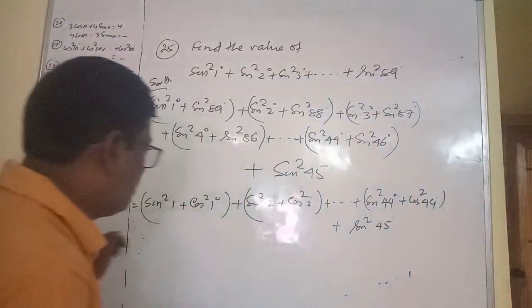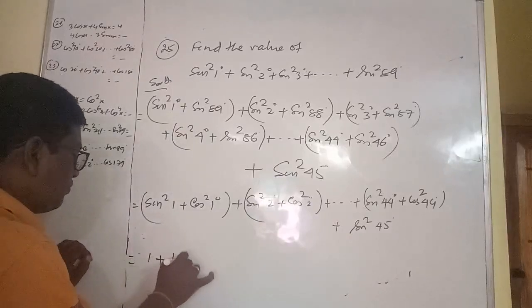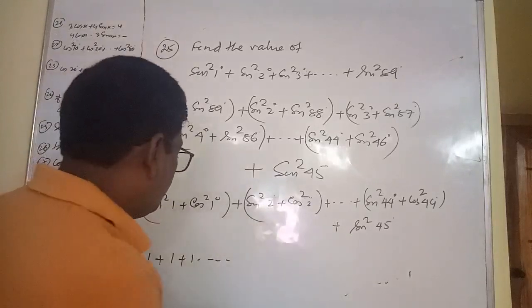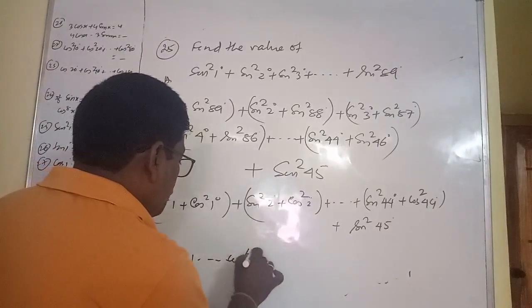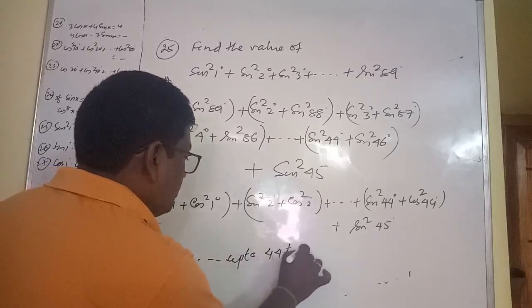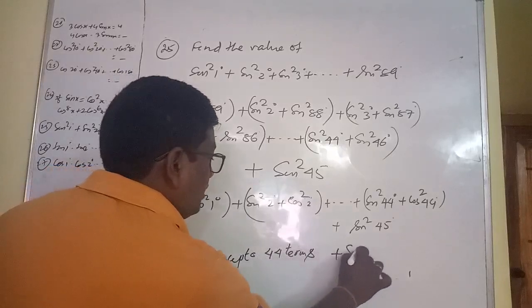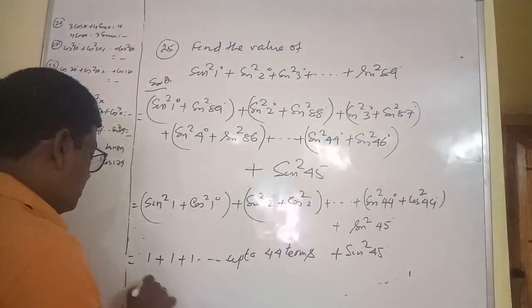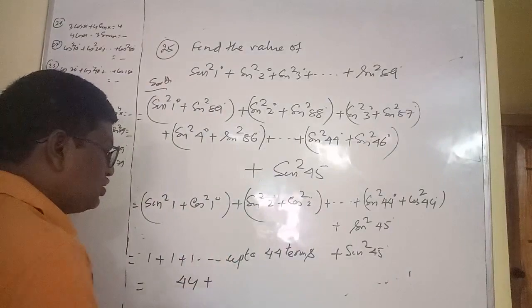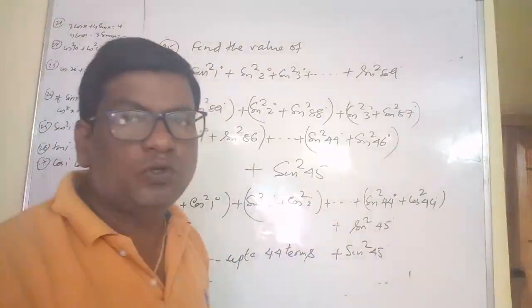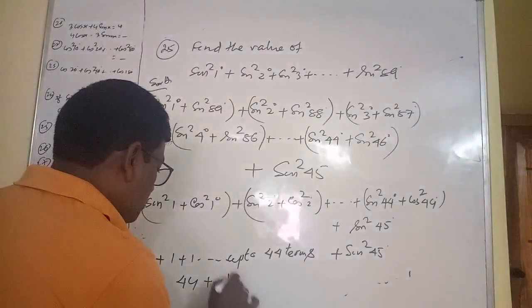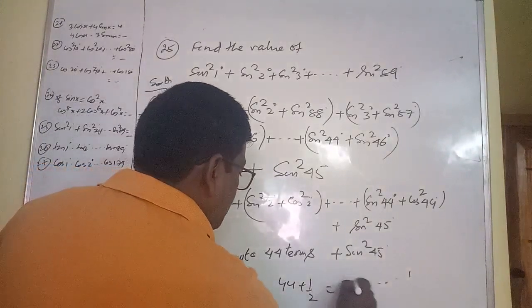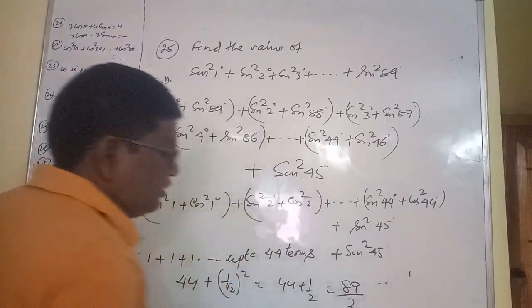This is equal to 1 plus 1 plus 1, like this. The number of terms is up to 44, so 44 terms, plus sin square 45. Clear? So 1 up to 44 terms is 44, plus sin square 45 degree, which is 1 by root 2 whole square, that is equal to 44 plus 1 by 2, that is equal to 89 by 2. This is the answer.